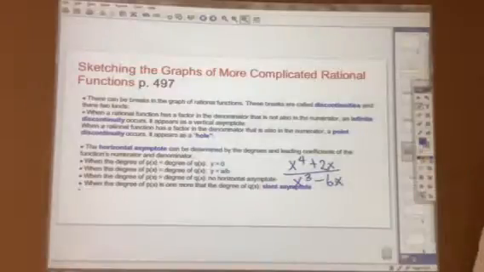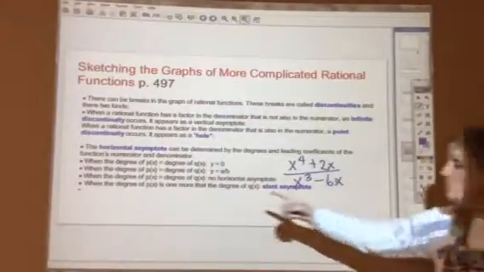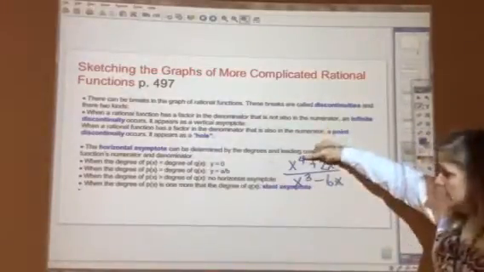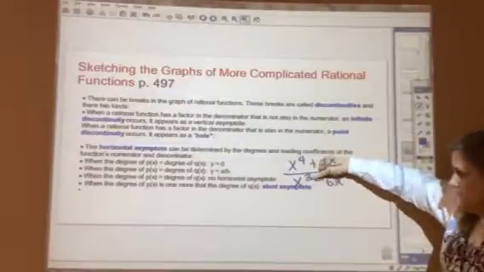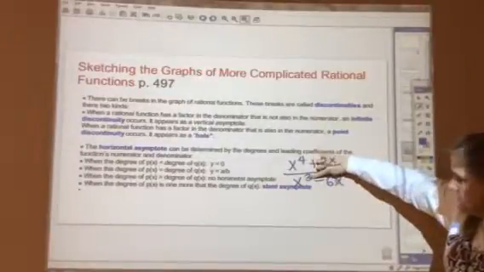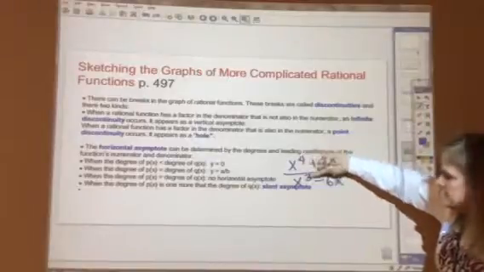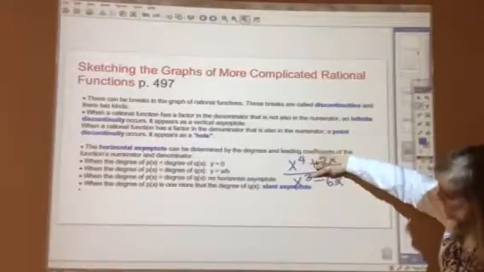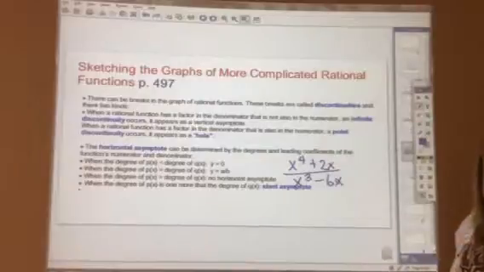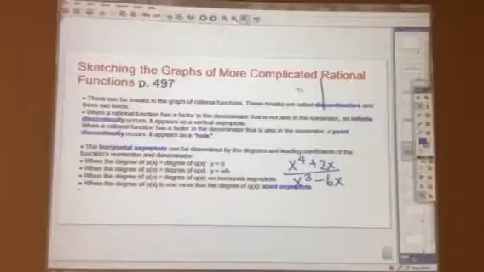Okay? Now, last one, when the degree of the numerator is 1 more than the degree of the denominator, like this one is 4 and this one is 3, or it could be 6 and 5, or it could be 2 and 1, then you will have a slant asymptote. And we'll talk about slant asymptotes in a little bit, but a slant asymptote looks like a line which the graph will not touch. Questions?